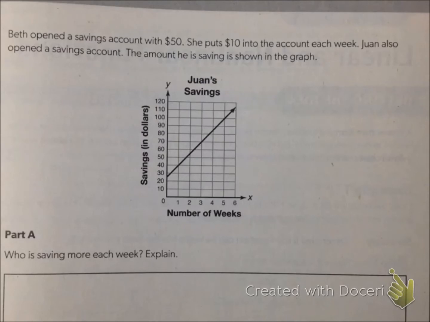Let's look at another example. Beth opened a savings account with $50. She puts $10 into the account each week. Juan also opened a savings account. The amount he is saving is shown in the graph. Who is saving more each week? Well, just by reading, we know that Beth is saving $10 each week. So I'm going to make a note of that.